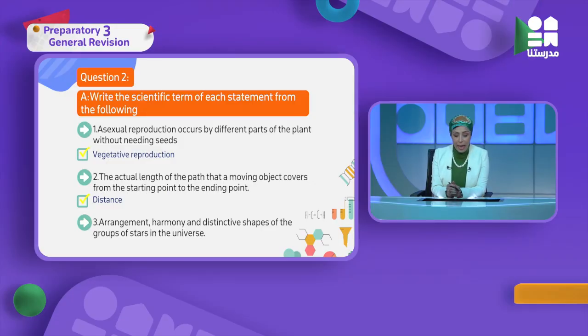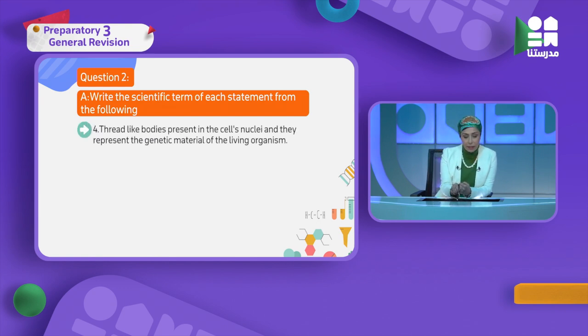Arrangement, harmony and distinctive shapes of the groups of stars in the universe. It's a very easy question. Harmony: who moves in harmony in space? Of course galaxies. The answer is galaxies. Next: the thread-like bodies present in the cell's nuclei that represent the genetic material of living organisms. What is the shape that looks like threads, is inside the nucleus and is responsible for genetic information? Of course, it's the chromosomes. The answer is the chromosomes.